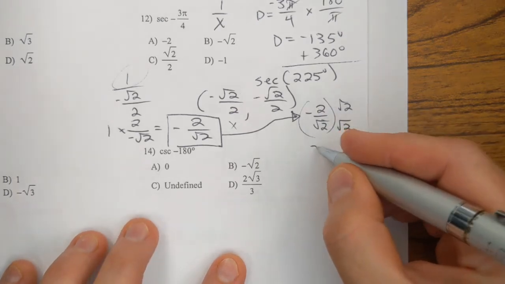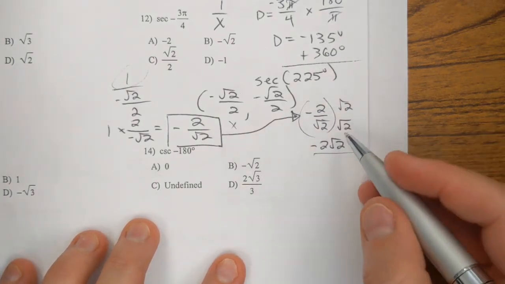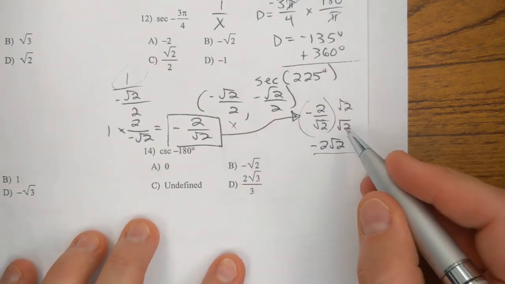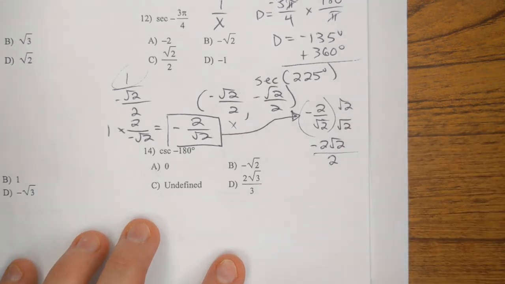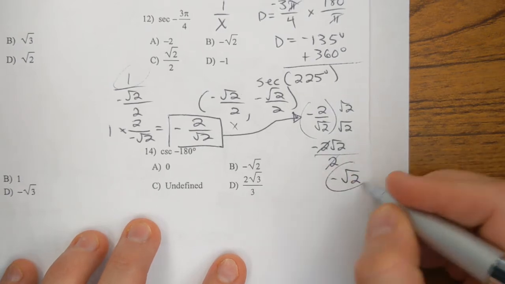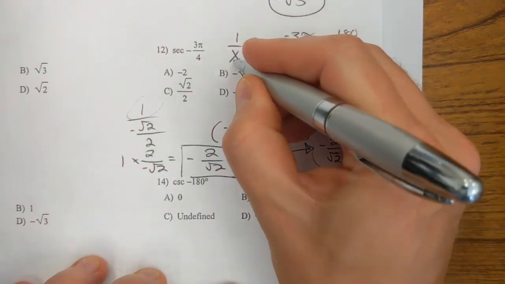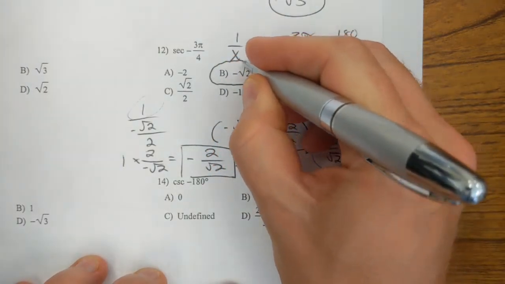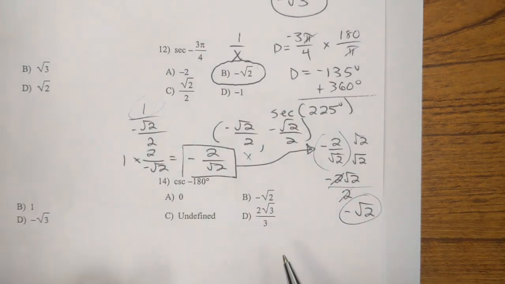So our top becomes negative 2 radical 2. But then our bottom, remember when you take radical 2 times radical 2, it actually just turns into a normal 2. Our 2's cancel. We finally get our final answer, negative radical 2. That was quite the problem there. I kind of forgot that problem was on there, but that's how we would find it, negative radical 2.